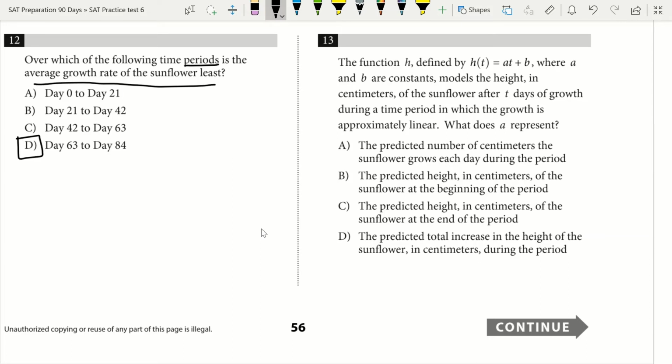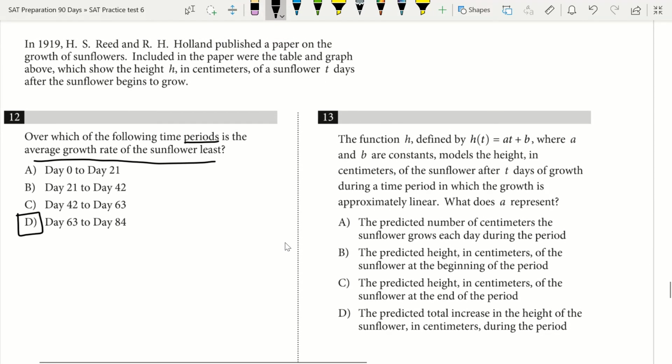All right, and so now we're going to go ahead and go on to 13. So we switch over to 13. The function h is defined by h of t equals a times t plus b, where a and b are constants, models the height in centimeters of the sunflower after t days of growth during a time period in which the growth is approximately linear. What does a represent? Well, a is going to represent our growth in height per day. B would be our starting height. So a would be our growth in height per day.